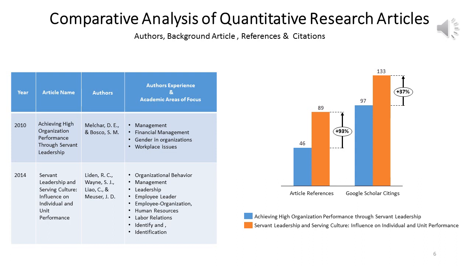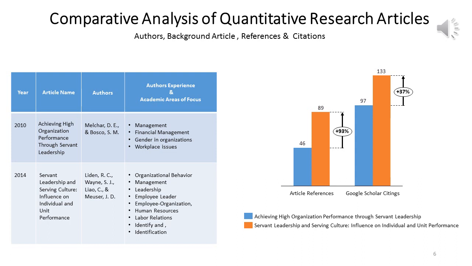The article that I selected, Servant Leadership and Serving Culture, Influence on Individual and Unit Performance, is authored by 4 people: Lyndon, Wayne, Liao, and Mosa. Their experience cumulatively is organizational behavior, management, leadership, employee-leader and employee-organization relations, human resources, labor relations, identity, and identification. What you see on the right-hand side are statistics on the number of references that these articles have.